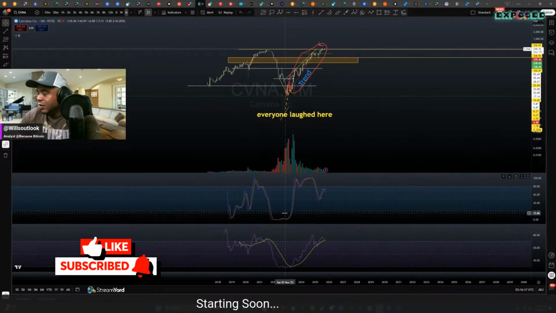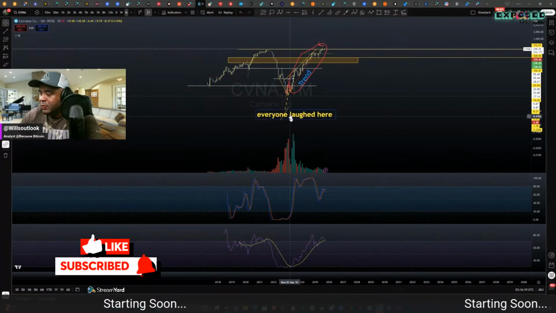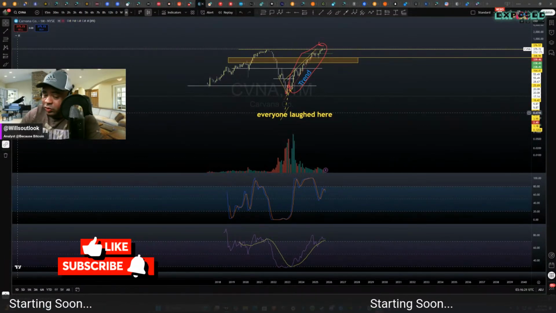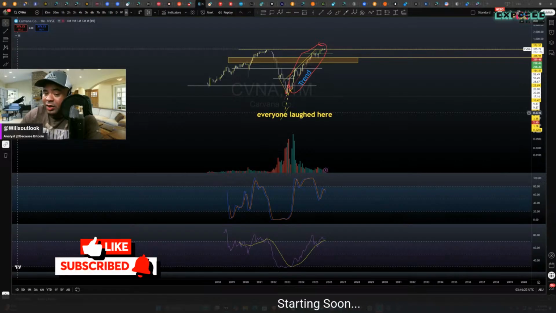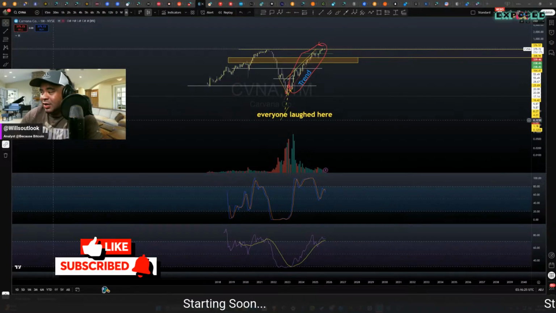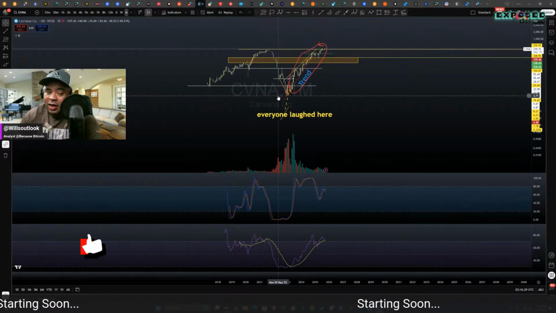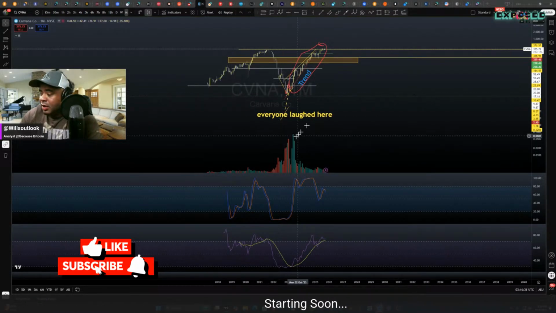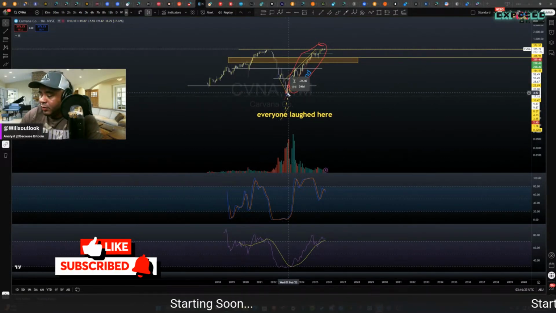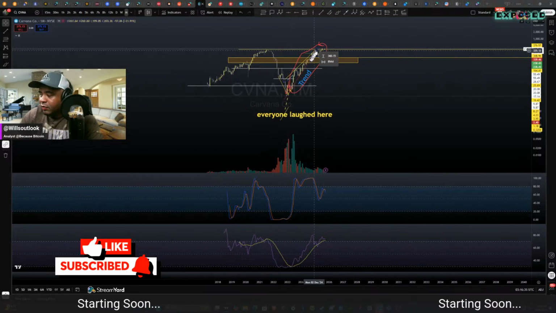So great indicator right here, high volume spike at the low. This is a rule too. This is a really big rule that I utilize consistently. High volume spike at the lows, really good indicator that you're probably bottomed. High volume spike at the low, right down here, and then reversal.